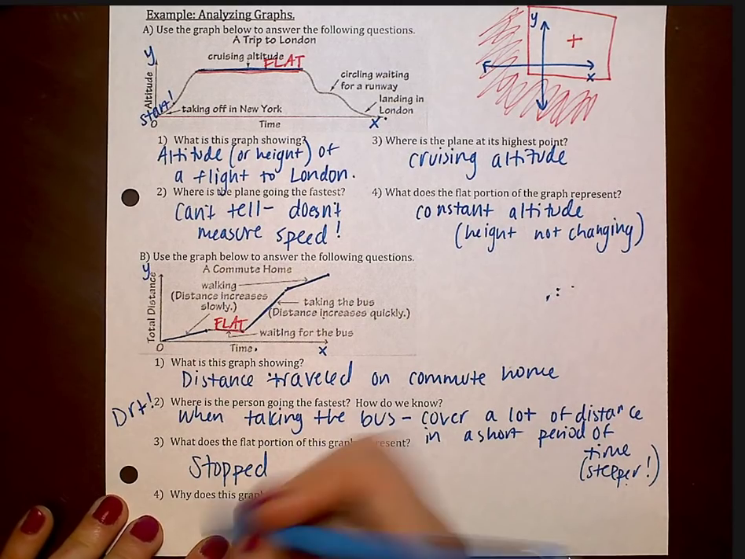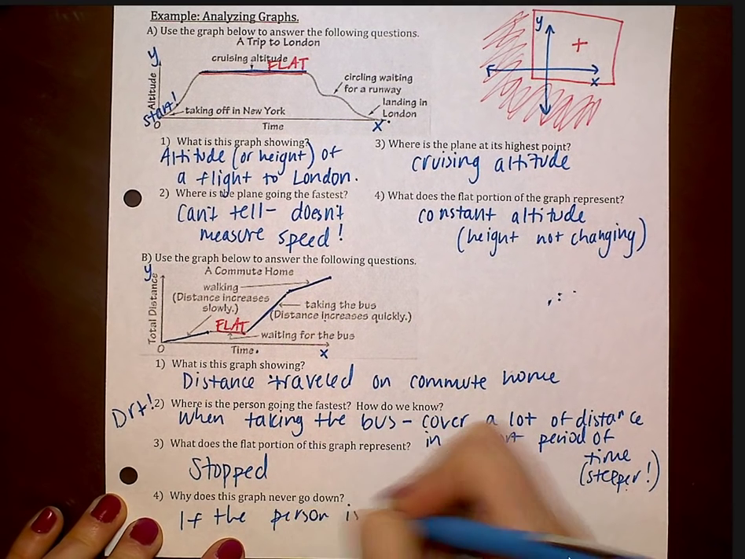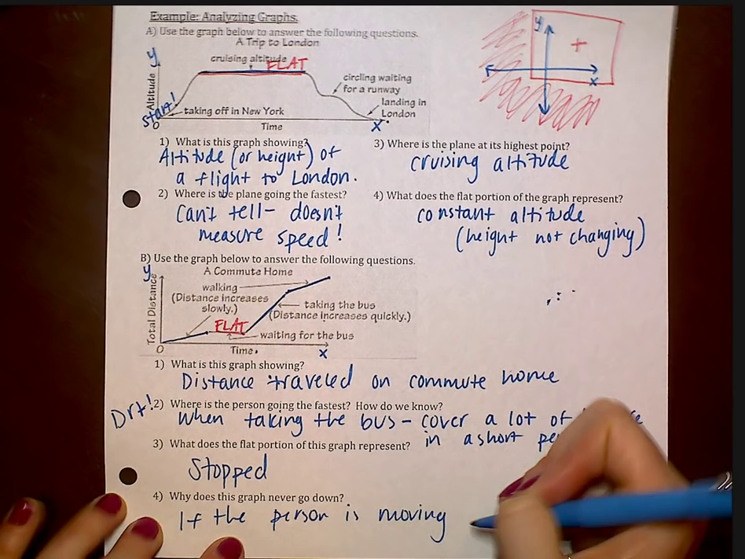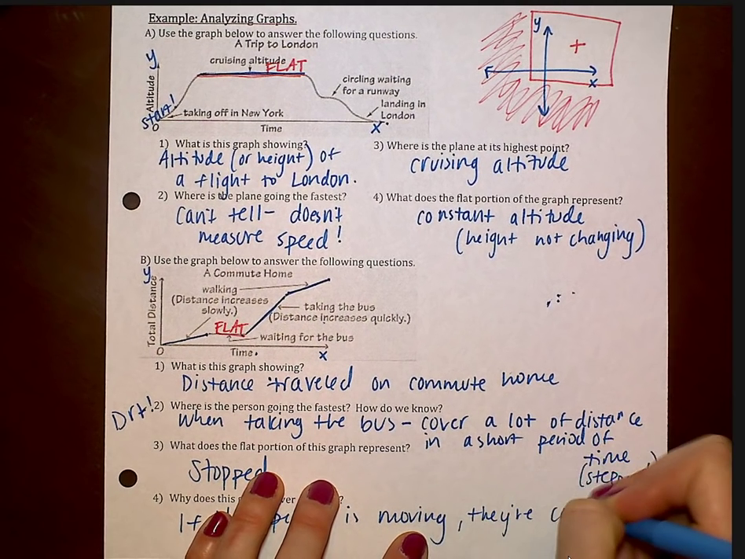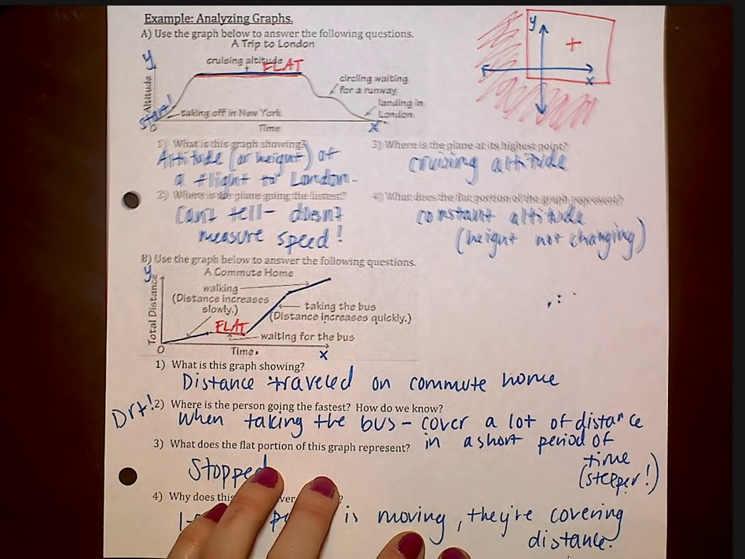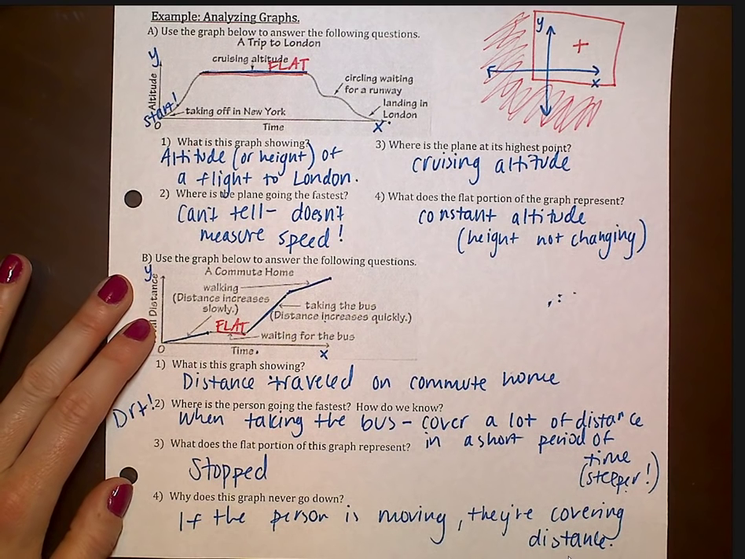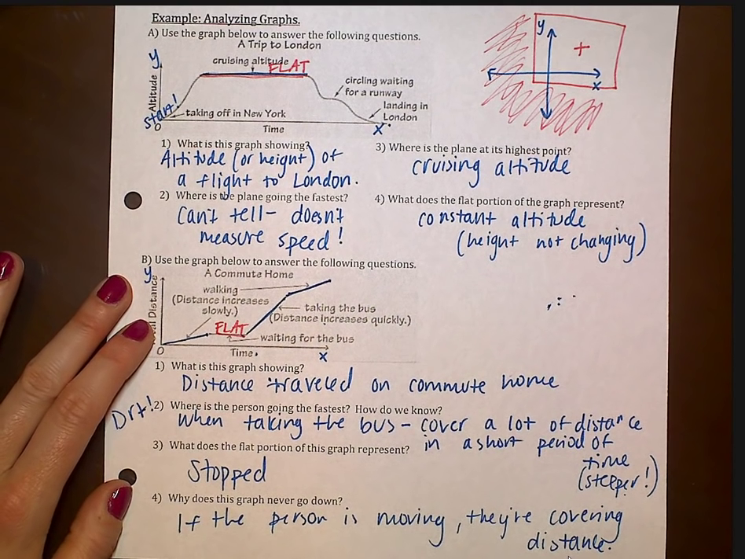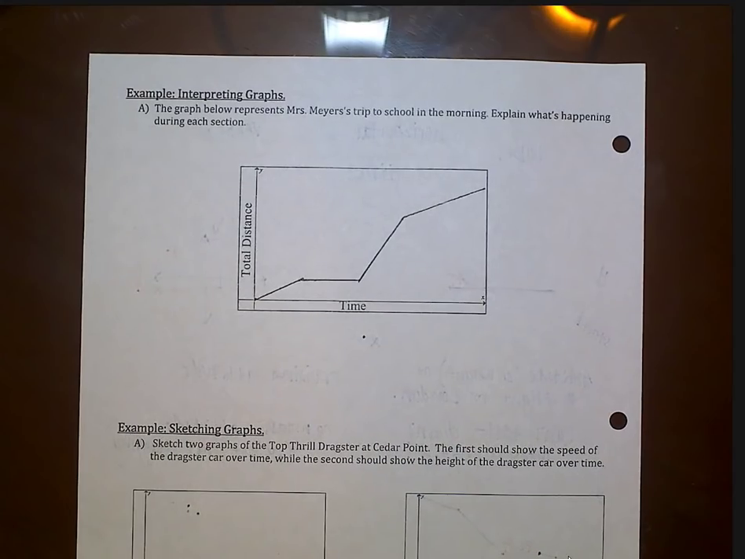So I'm going to say if the person's moving, then they're covering distance. If you're stopped, the graph's just going to be flat. But other than that, if you're moving, it's going to go up. You can't go back in time and decrease the distance that you've traveled. Okay, so that's the first part, analyzing a graph. They give you the situation, you answer some questions.